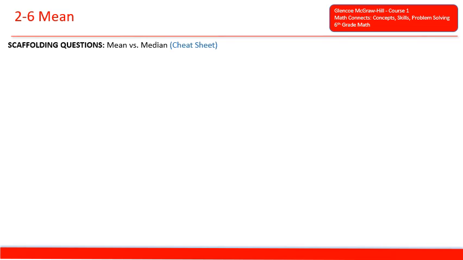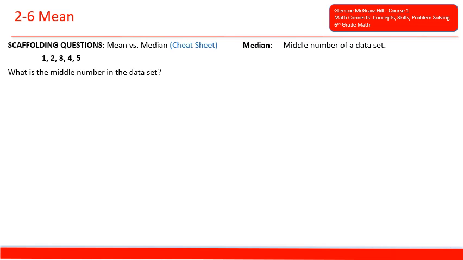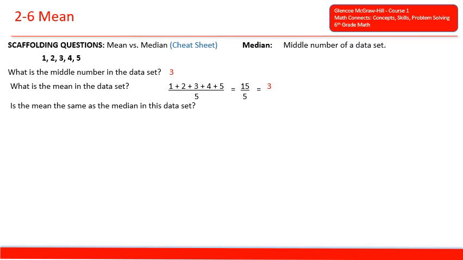Scaffolding questions. Mean versus median. Median is the middle number of a data set. So if we have a set 1, 2, 3, 4, 5, what is the middle number in a data set? So there are 5 numbers, so the middle number is 3. What is the mean in the data set? So the mean is also known as the average. So if we add the numbers up, 1, 2, 3, 4, 5, and divide them by 5, we get 15 over 5, and that is divided out to 3.